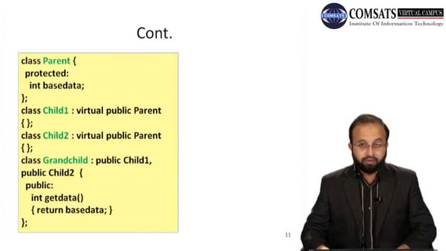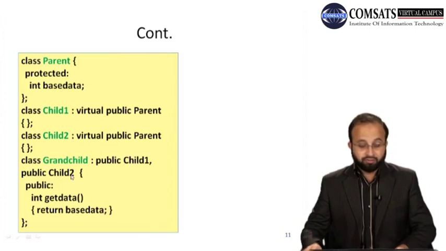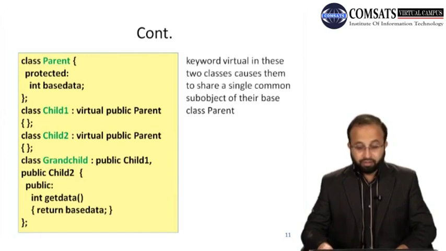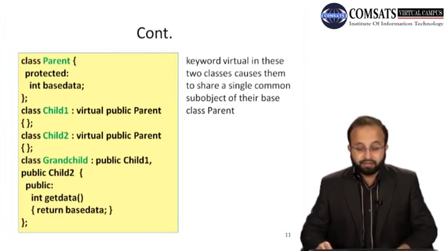Now the type of inheritance is virtual public from the parent class. So class child 1, inheritance type is virtual public inheritance from parent, and child 2 inheritance type is virtual public from parent. Now if a grandchild class is inherited from child 1 and child 2 class, now it can access this base class data member, because when we use the keyword virtual, this means that child 1 and child 2 share the same copy of the data member of the parent class. So the keyword virtual in these two classes causes them to share a single common sub object of their base class parent.